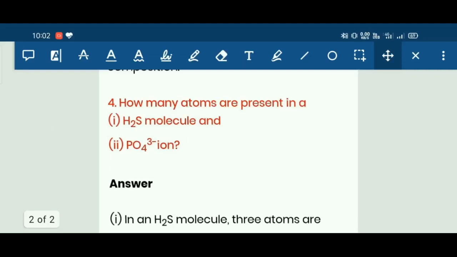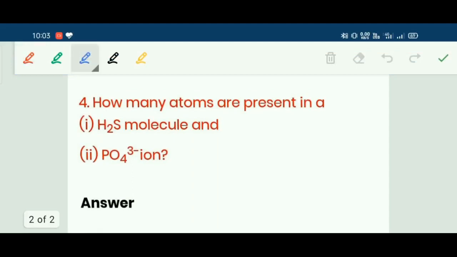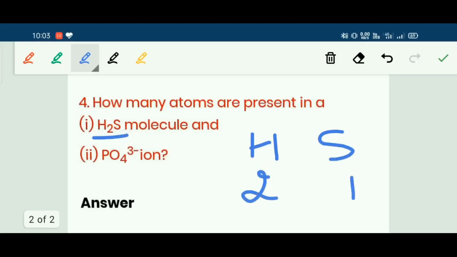Next question. How many atoms are present in a H2S molecule and PO4 3-, that is phosphate ion? Now students, first of all, identify the elements which constitute the compound. For example, in H2S, the elements are hydrogen, that is H, and sulfur, that is S. Now count the number of hydrogen atoms and sulfur atoms. In the first case, in H2S, there are two hydrogen atoms and there is only one sulfur atom.